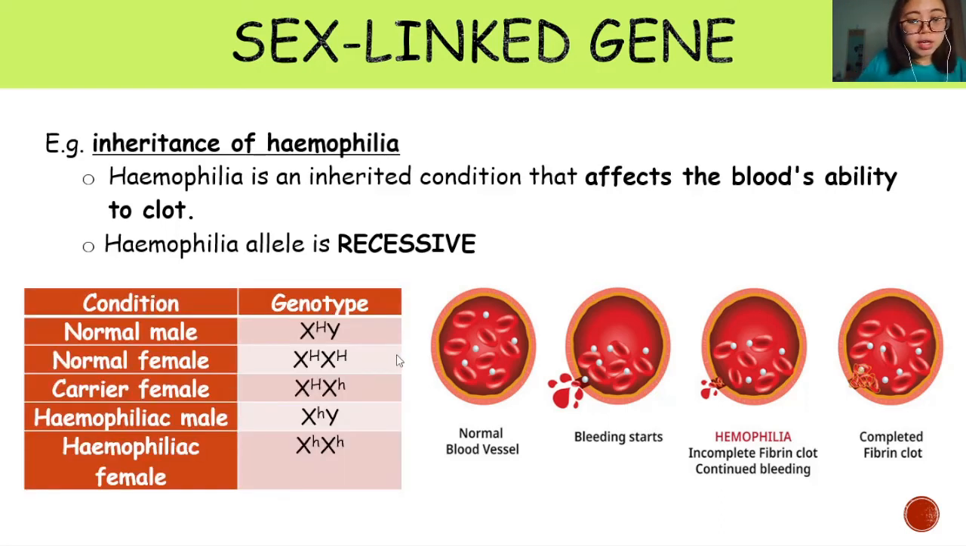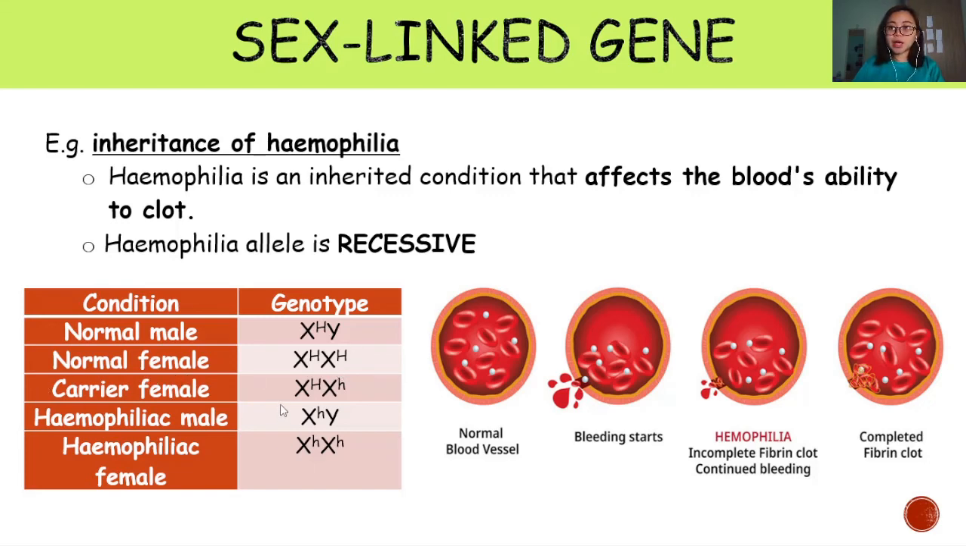Okay, so for allele hemophilia, kalau allele yang biasa, yang dominan dan sihat adalah XH besar. Hemophilia allele yang resesif yang membawa penyakit itu adalah Xh kecil. So look at how we write it in this diagram. Kalau lelaki yang sihat, tiada hemophilia, XH besar, Y. Perempuan yang sihat, tiada hemophilia, XH besar, XH besar.